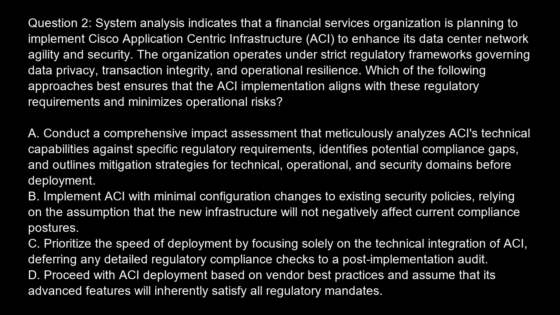Question 2. System analysis indicates that a financial services organization is planning to implement Cisco Application Centric Infrastructure to enhance its data center network agility and security. The organization operates under strict regulatory frameworks governing data privacy, transaction integrity, and operational resilience. Which of the following approaches best ensures that the ACI implementation aligns with these regulatory requirements and minimizes operational risks?